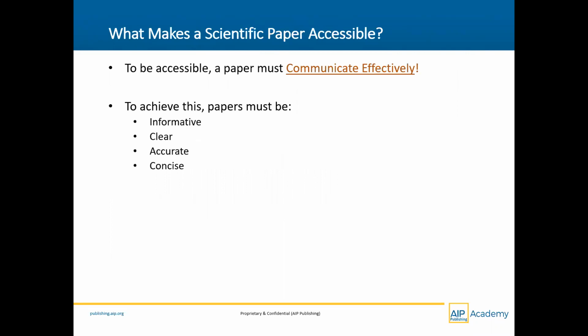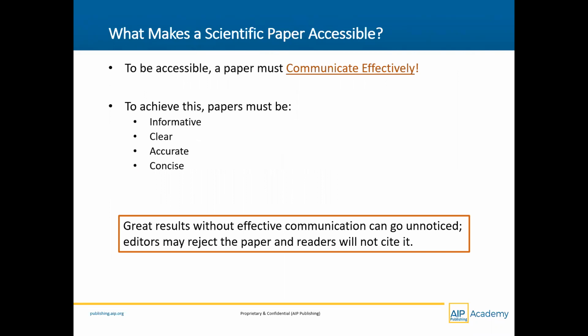So what are ways that we can make our scientific paper more accessible? Most importantly, you want to be able to communicate effectively. And to achieve this, your paper should be informative, clear, accurate, and concise. And these are 4 items which you'll see repeated throughout this presentation. And I'd like to reiterate that great results without effective communication can make your paper go unnoticed. Editors may reject a paper, and if it does get published, your readers won't cite it.